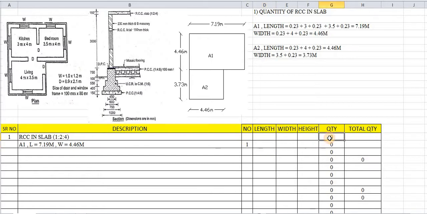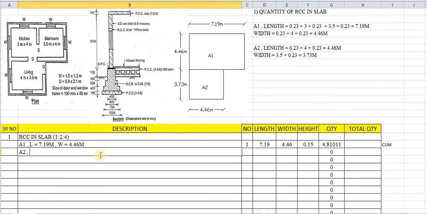Length of this area is 7.19. Width we have calculated as 4.46. What about the height of this slab? The height is nothing but the thickness of the slab. It has been mentioned as 150, that is 0.15. So it comes to be 4.81011 cubic meters. It is calculated in cubic meters. So in this way area 1 calculation is 4.81011.